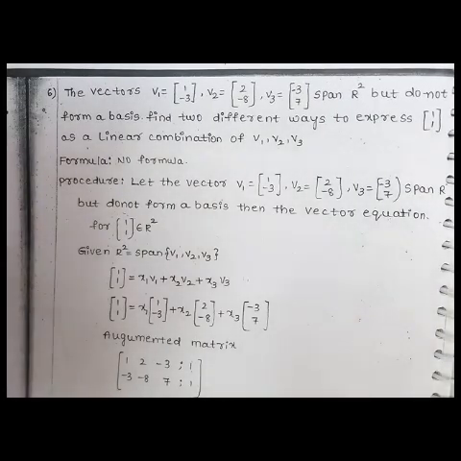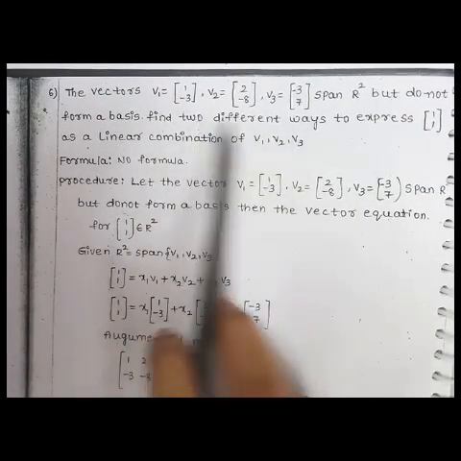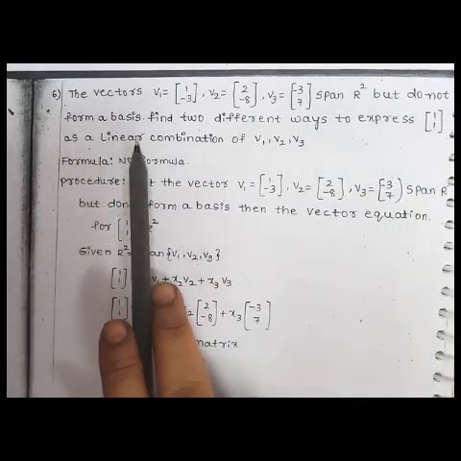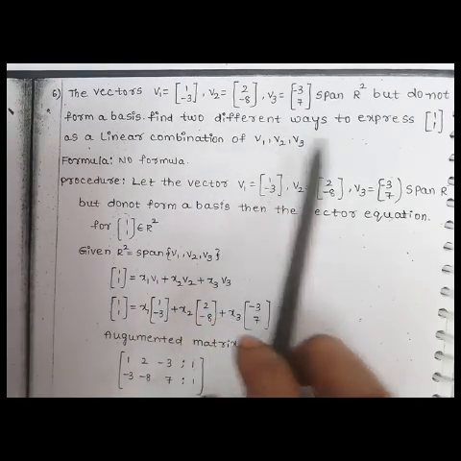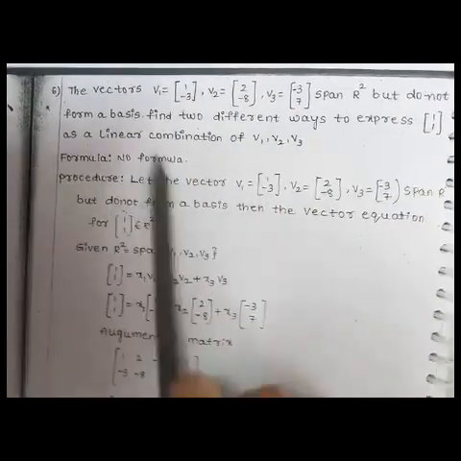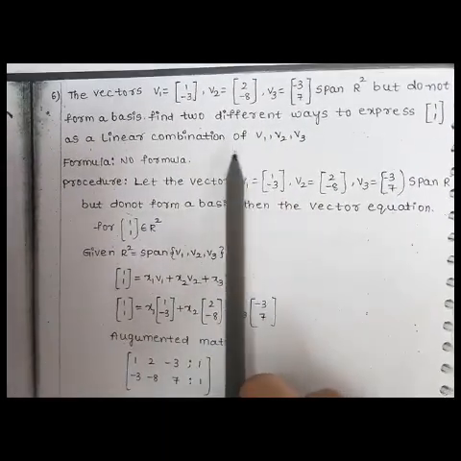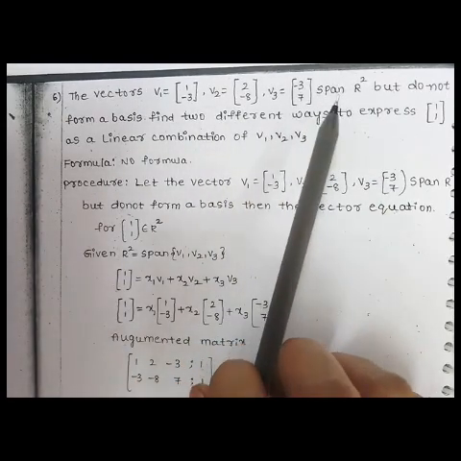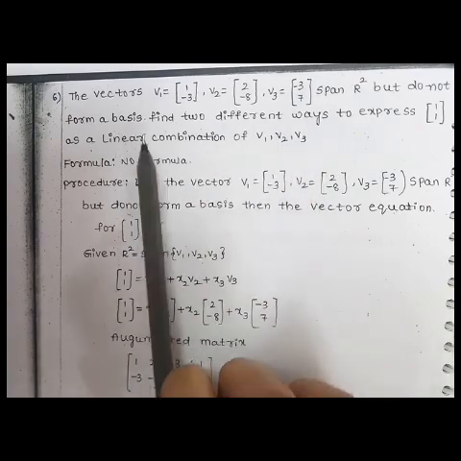Now see practical problem 6. Three vectors are given which span R2 but do not form a basis. Find two different ways to express (1, 1) as a linear combination of V1, V2, V3. Here three vectors are given, and it is clearly mentioned that they span R2, but it is not a basis.